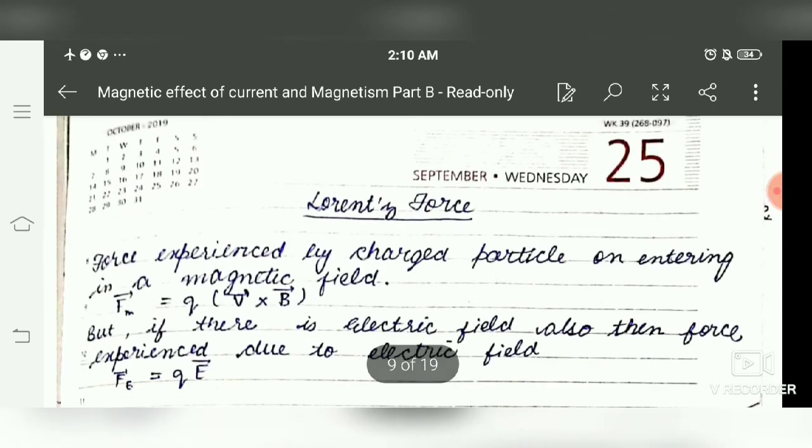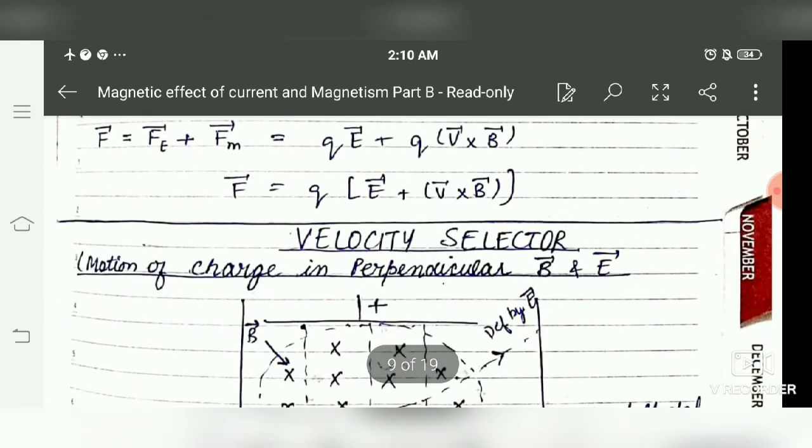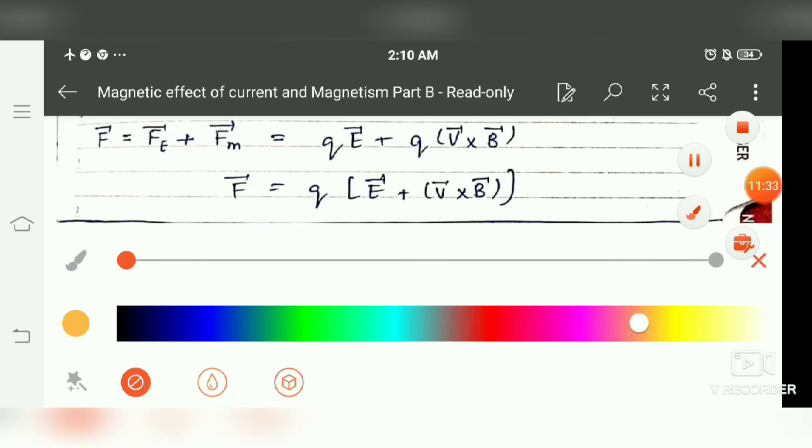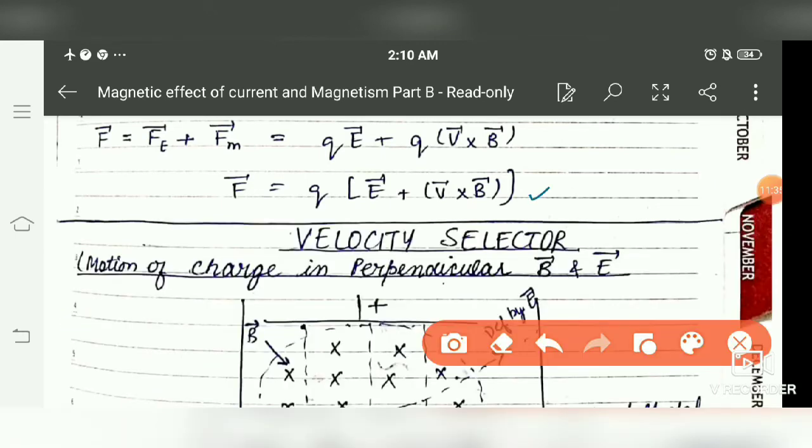So here we can say velocity is equal to this vector. Velocity is equal to this vector.